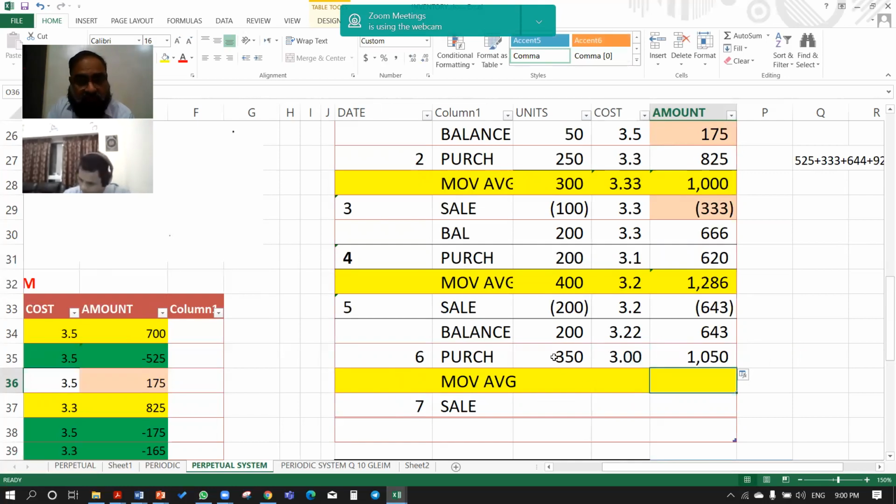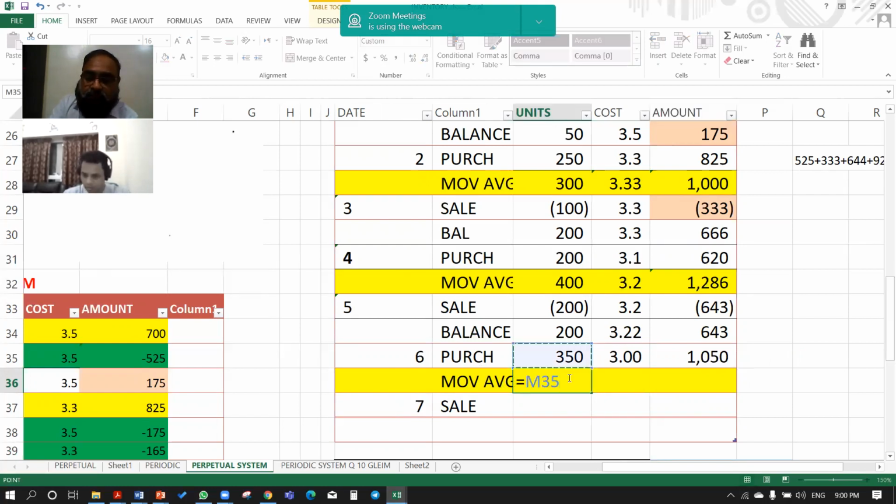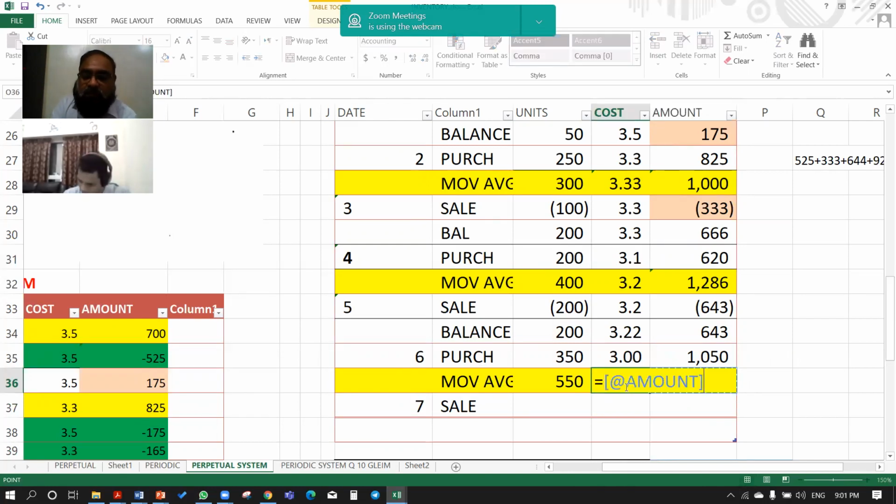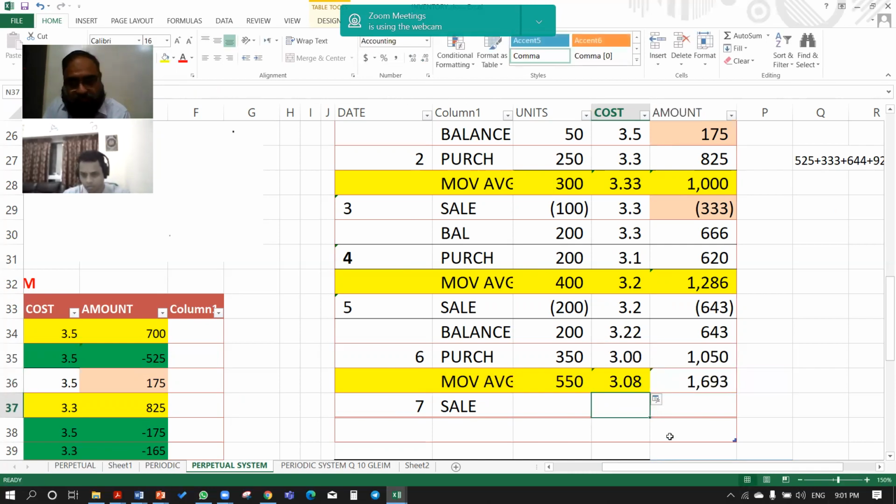Again, a sale is coming. Before the sale, we have to count inventory, right? How much inventory do we have? 200 plus 350, 550. The amount will be how much? 643 plus 1050, around 1693. So the rate will be 1693 divided by 550, around 3.08, right? How many units do we have to sell now?